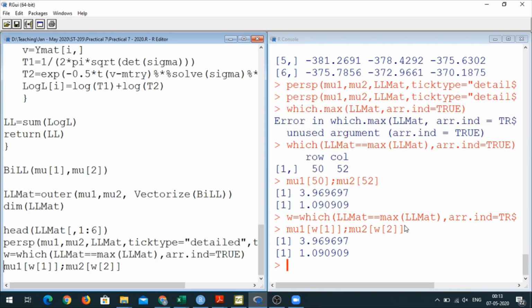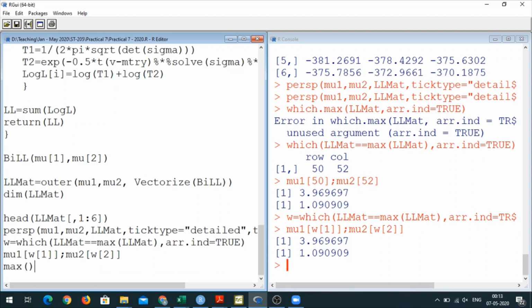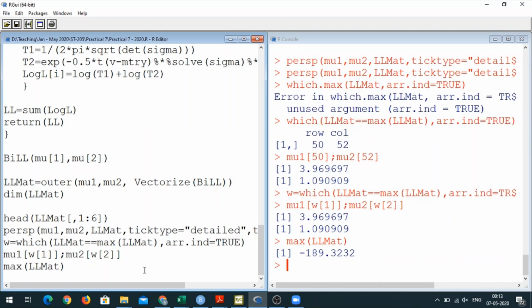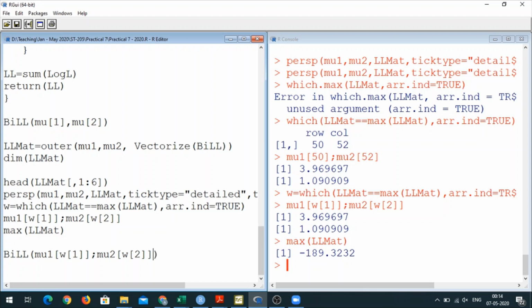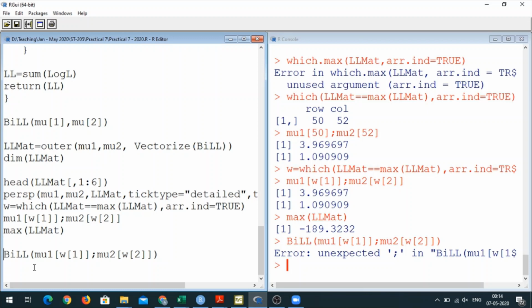Let us confirm that this actually gives me the maxima, and what the maximum value is, that also we will see. So maximum of LLMAT is minus 189.3232. So let us see if this combination of mu1 mu2 is actually giving me the maxima. So if I do BVLL at these 2 points, BVLL at mu1 W1 and mu2 W2. Oh, sorry, I shouldn't have a semicolon, I should have a comma.